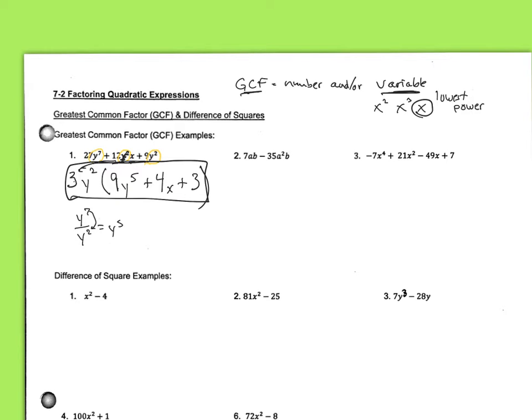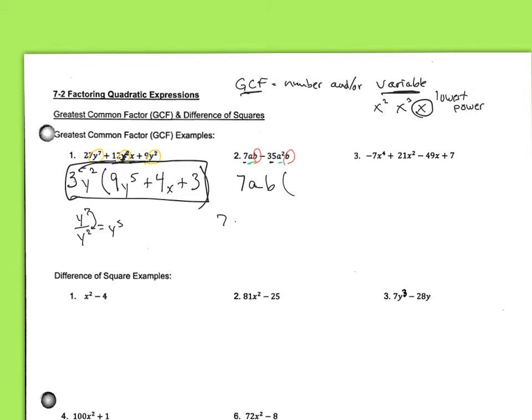That's all there is. So for number 2, let's start with the numbers. Looks like 7 and 35. Well, the only number that divides into 7 is 7, but 35 divided by 7 works. So a 7 can come out. They both have a's, but we want to do the lowest power, so that'll be just a to the first. And they both have b's, and the lowest power there is just b. So let's see what we have left.